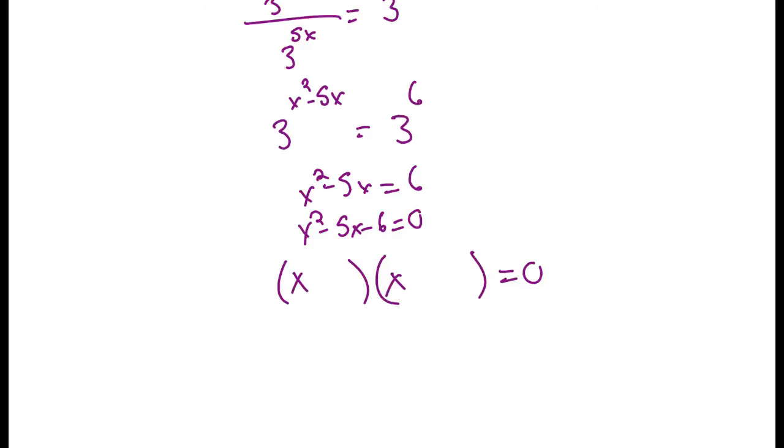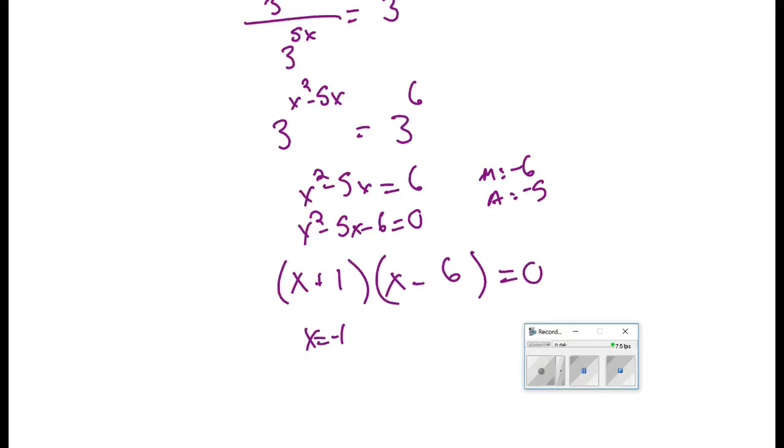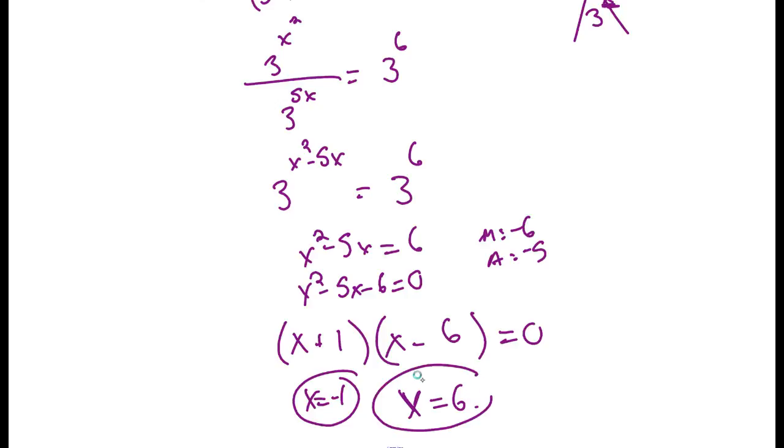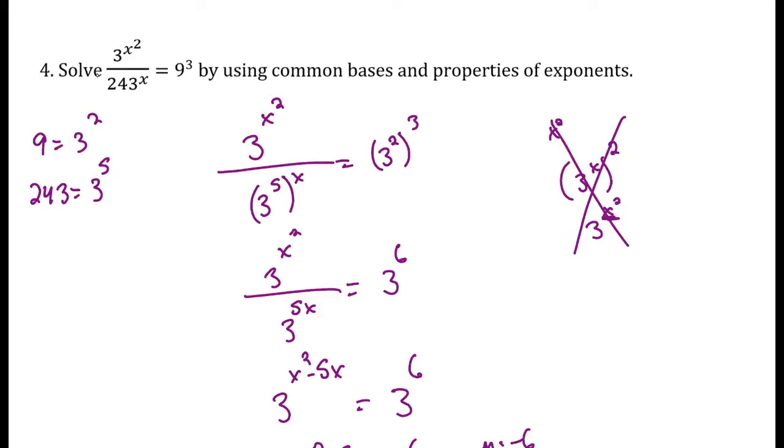Be careful, because it's 5 and 6. What multiplies to negative 6 that adds to negative 5? They have opposite signs, because they multiply to a negative number. I need a negative 6 and a positive 1. Multiplies to negative 6, adds to negative 5. We get x equals negative 1 and x equals 6. Those are our two solutions, x equals negative 1 and x equals 6. Those two values of x, if I plug them in, would make this equation true.